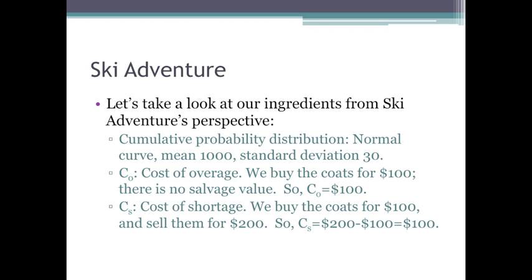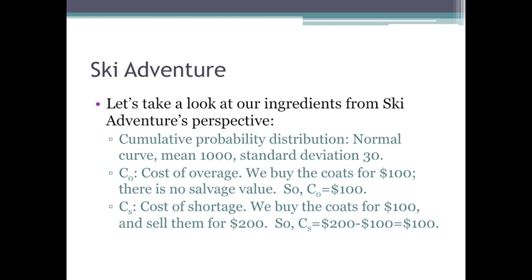So, second one. What about from Ski Adventure's perspective? Well, normal distribution is still the same. Cost of overage is different though. Here, Ski Adventure buys the coats for $100. There is no salvage value. So, cost of overage is equal to $100.